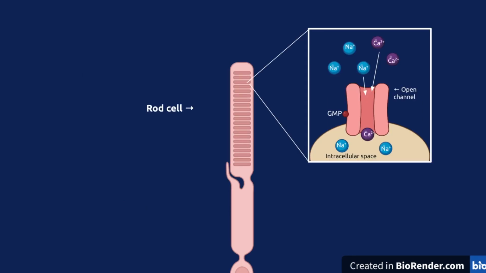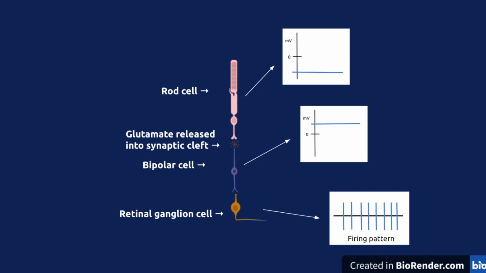Taking a closer look into the rod cell in this case, depolarization means that positively charged sodium and calcium ions are permitted into the cell, which decreases the membrane potential. This depolarization triggers an action potential which causes the neurotransmitter glutamate to be released by the rod cell into the synapse between the rod cell and the bipolar cell, which hyperpolarizes and inhibits the bipolar cell.